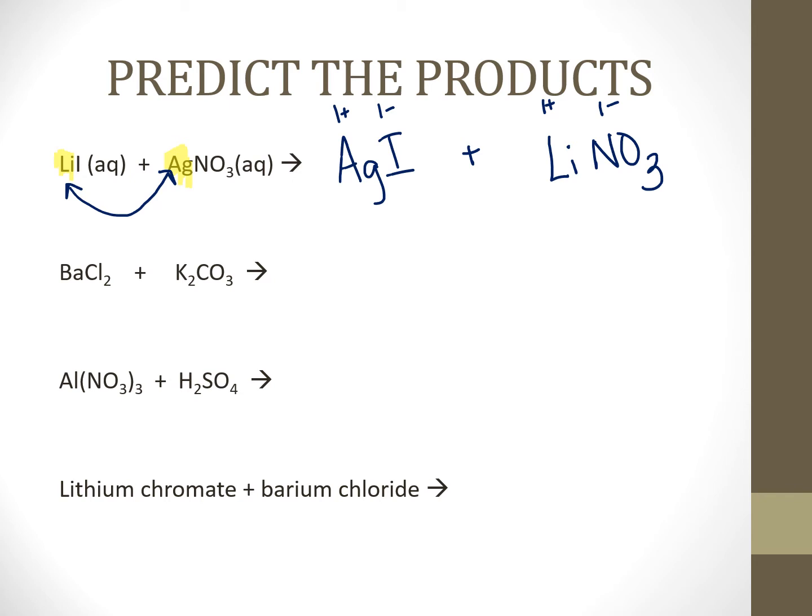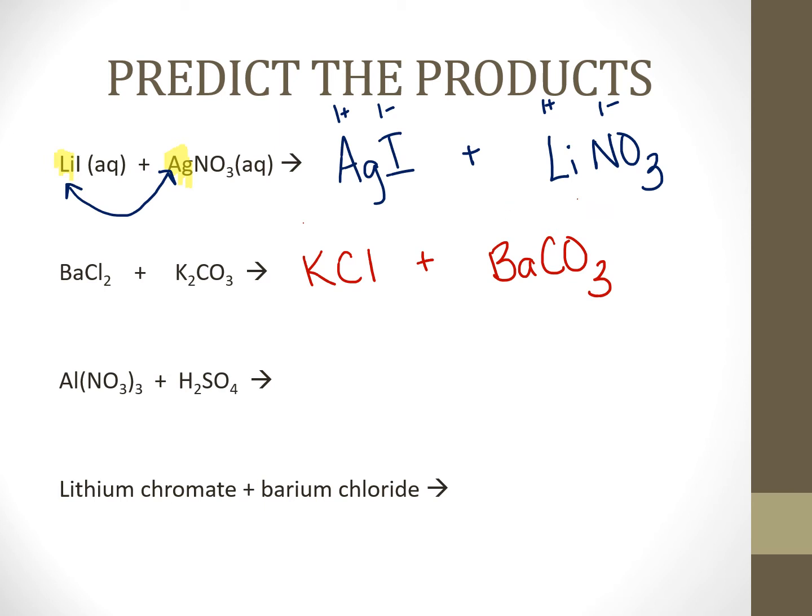All right, BaCl2 plus K2CO3. So again, I'm going to switch the first two cations. So now my potassium is going to bond with chlorine, and then my barium is going to combine with carbonate. Check your charges. Potassium is a 1+, Cl is a 1-. We don't need any subscripts. Ba is a 2+, carbonate is a 2-. Don't need any subscripts. Okay, let's balance this reaction.